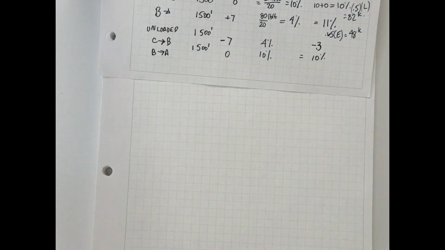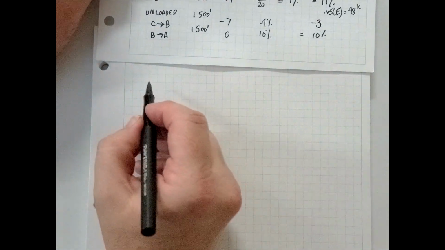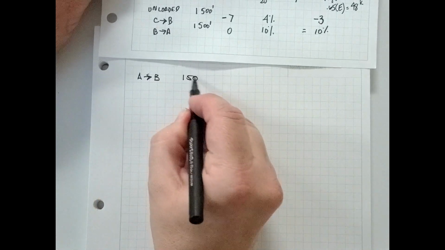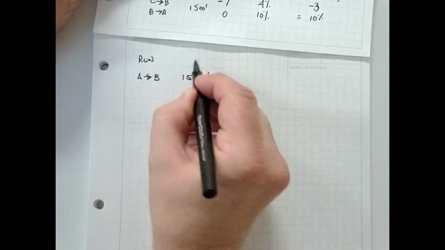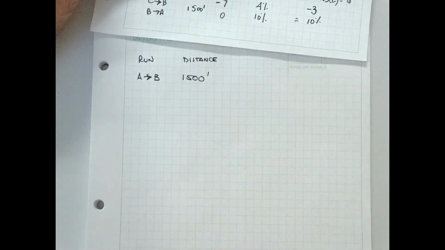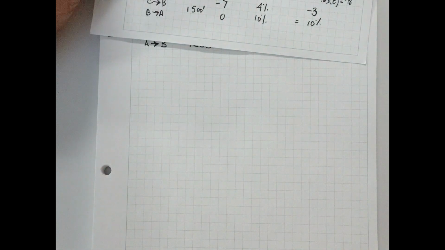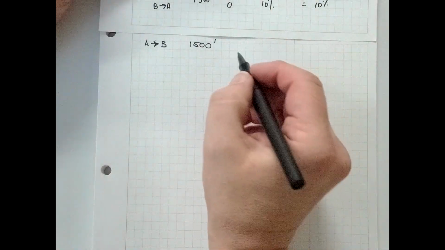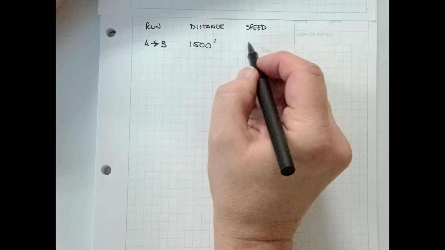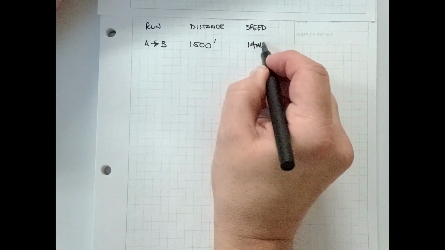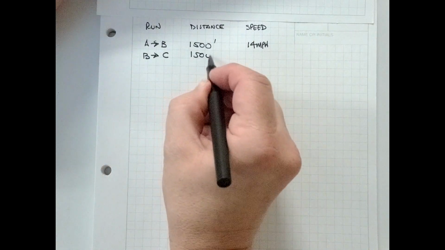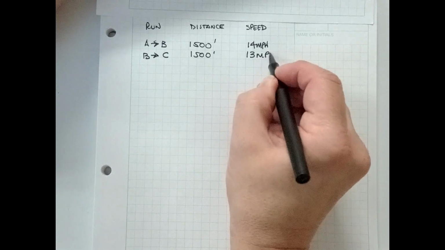So in our going forward table, from A to B, we know it's 1,500 feet. We know that our speed is going to be 14 miles per hour. And from B to C, also 1,500 feet, we're going to do that at 13 miles per hour.